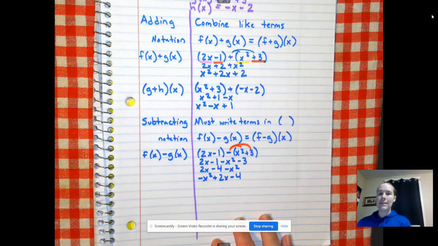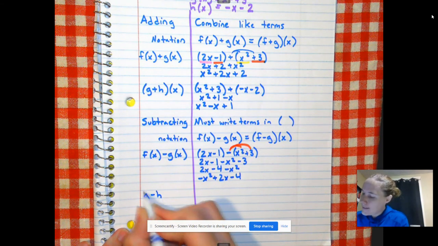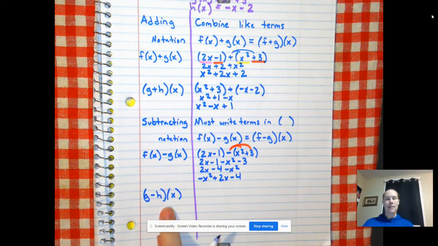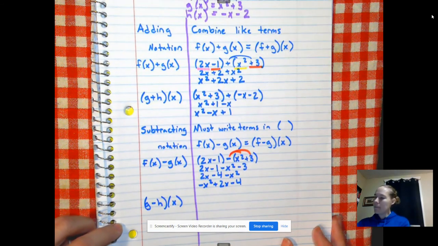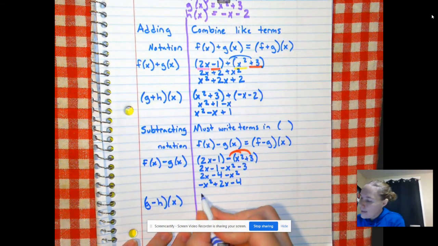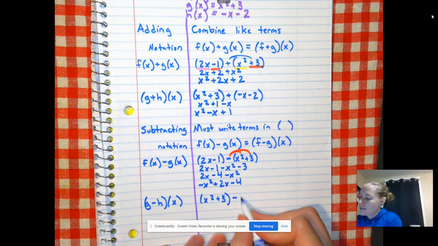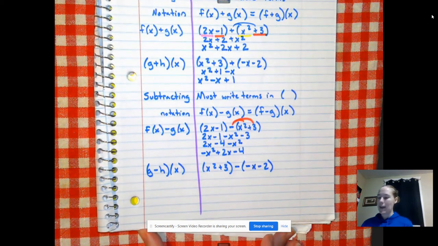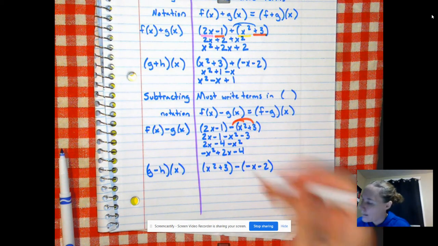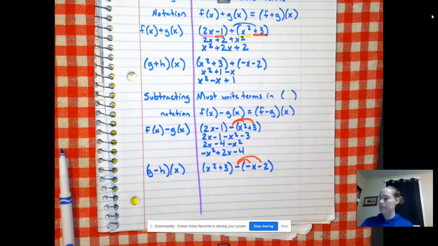Our very last example, we are going to do g minus h of x. And remember that notation, these mean the same exact thing. So I look up here, my g of x is x squared plus 3. Then I'm subtracting, so minus my h of x, which is negative x minus 2. So the first thing I want to do is I want to distribute that negative sign.